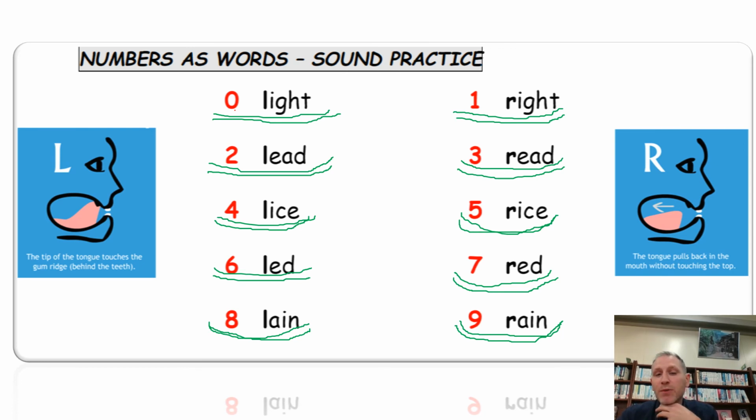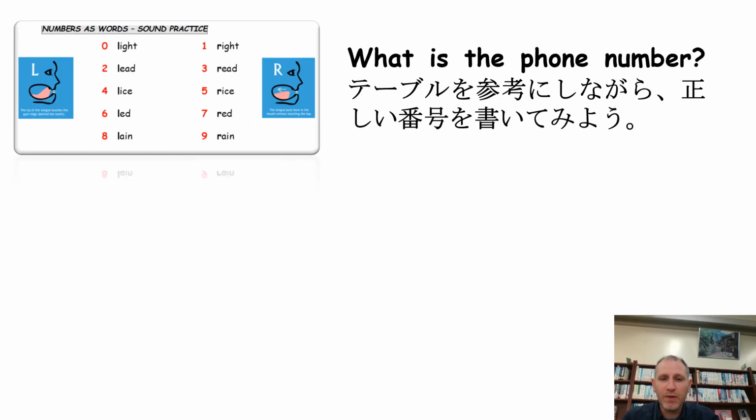because we're going to use these words to guess telephone numbers. Okay? So we're going to guess telephone numbers using these words. So please look at your printout now, and this is a practice. I'm going to say a word and I want you to write the number down. So if I say, for example, light, well, light is 0, so in your book I want you to write a 0. And so on.